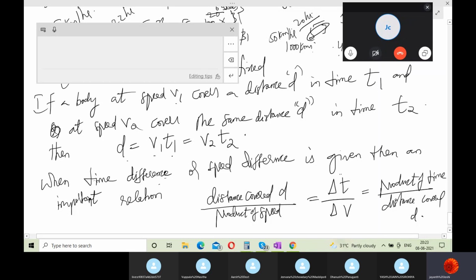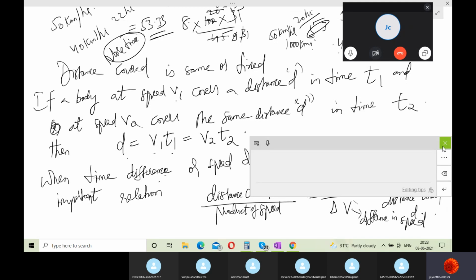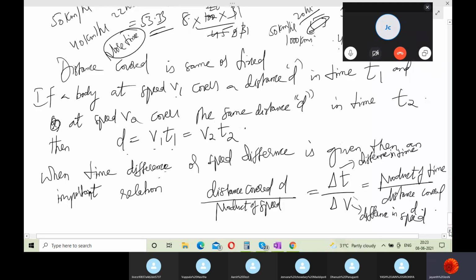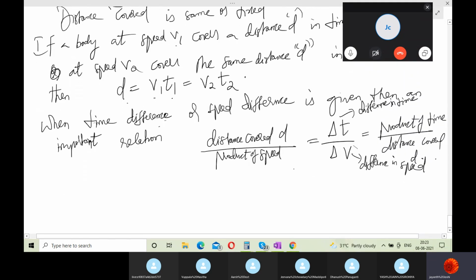So this represents difference in time. Delta is difference in time. And this is difference in speed. So how to use this now? Now you are in a dilemma. What is all this happening and how shall we use this? You can use these two together.